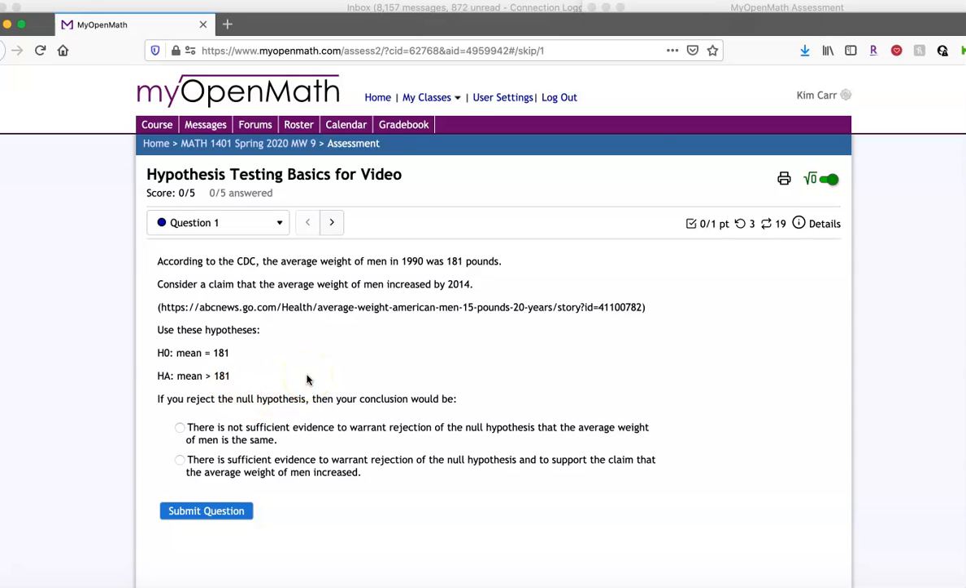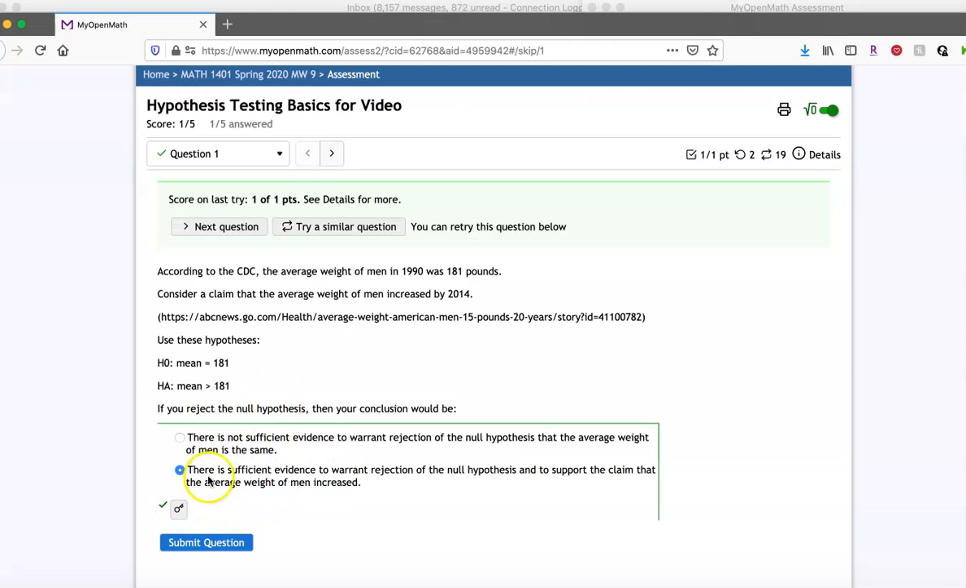According to the CDC, the average weight of men in 1990 was 181 pounds. Consider a claim that the average weight of men increased by 2014. Increase is a key word. The null hypothesis is going to be equal. The mean, we want it to be greater than 181. If you reject the null hypothesis, then your conclusion is there is sufficient evidence. If you fail to reject, there would not be sufficient evidence.